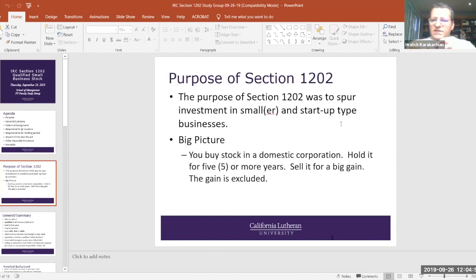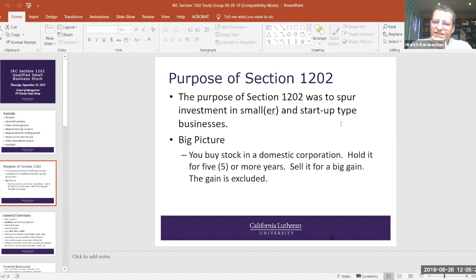So what is the purpose of Section 1202? The purpose is to spur investments in smaller and startup type businesses. Congress in the early 90s thought that small businesses needed a boost in capital, and they came up with this Section 1202 benefit to encourage that investment and participation.